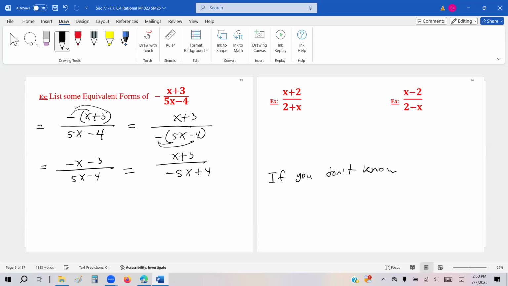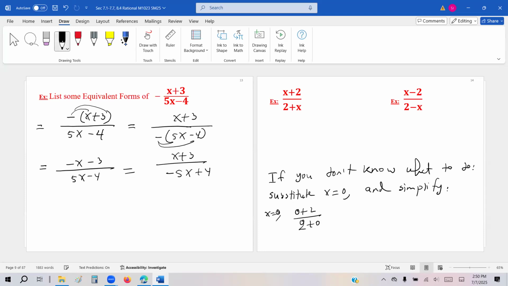If you don't know what to do, substitute x with 0 and simplify. You get the answer. Okay? So let's say you don't know, well, what is x plus 2 over 2 plus x? No problem. Let's say x is 0. Then we have 0 plus 2 over 2 plus 0, right?